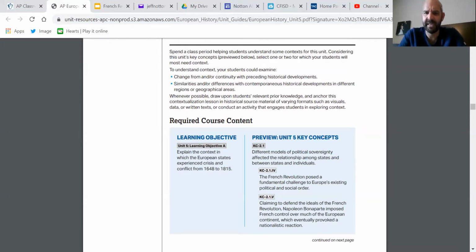Okay, so the first thing that it talks about is the French Revolution. If you see right here, it says different modes of political sovereignty affected the relationship among states and between states and individuals. That's the big idea, but basically the French Revolution posed a fundamental challenge to Europe's existing political and social order. So if you were to write your DBQ about the French Revolution, which I think is a good chance, this is a big topic. I think it's going to be a big topic this year. I don't think they're going to go with some small topic, I don't think it's going to be cultural life. I don't know for sure. I'm just saying, let's say it's the French Revolution.